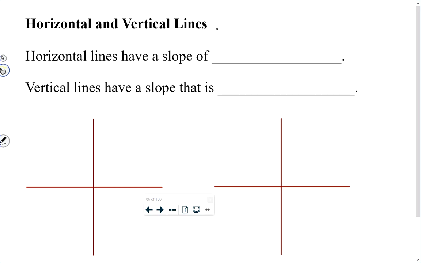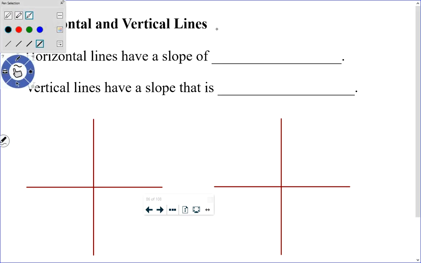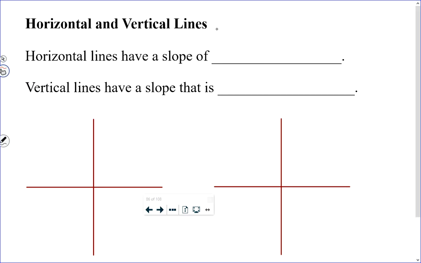A horizontal line is a line that has a slope of 0. The slope of a horizontal line is 0. If I draw a horizontal line on this grid and I say, what's the slope? Well, there is no rise. So if the rise is 0, that means the slope is nothing. There is no slope.